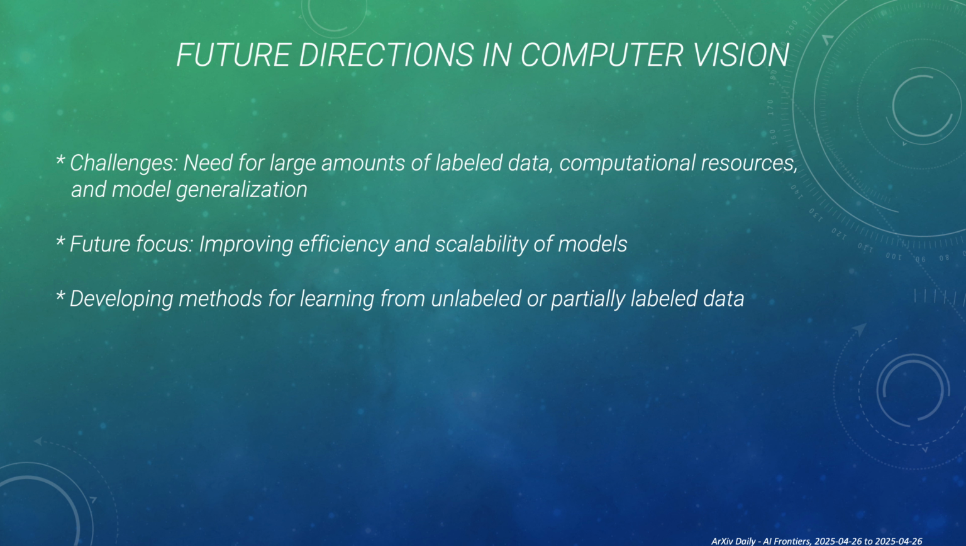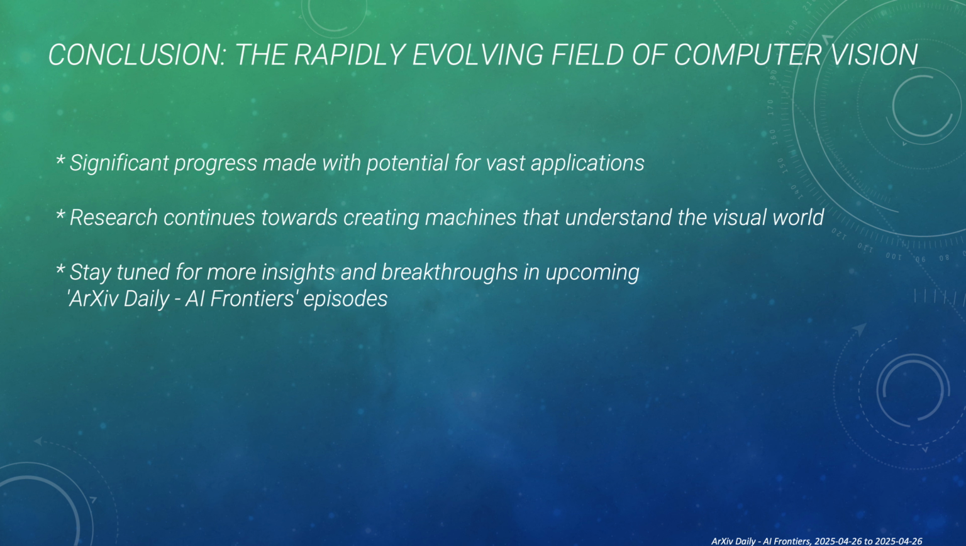As for future directions in computer vision, challenges persist. These include the need for large amounts of labeled data, substantial computational resources, and model generalization. Future focus will be on improving efficiency and scalability of models, developing methods for learning from unlabeled or partially labeled data. The field of computer vision is evolving and expanding rapidly.